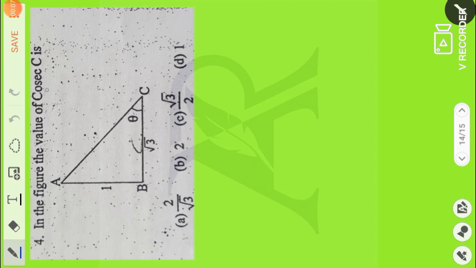In the figure, the value of cosecant C is. This I should take as C. The side opposite to angle C is this one, AB. The value is 1. And the adjacent side is this one. The side opposite to 90 degrees will become the hypotenuse. Here we don't know the value of the hypotenuse. First I need to find that. Hypotenuse is AC.